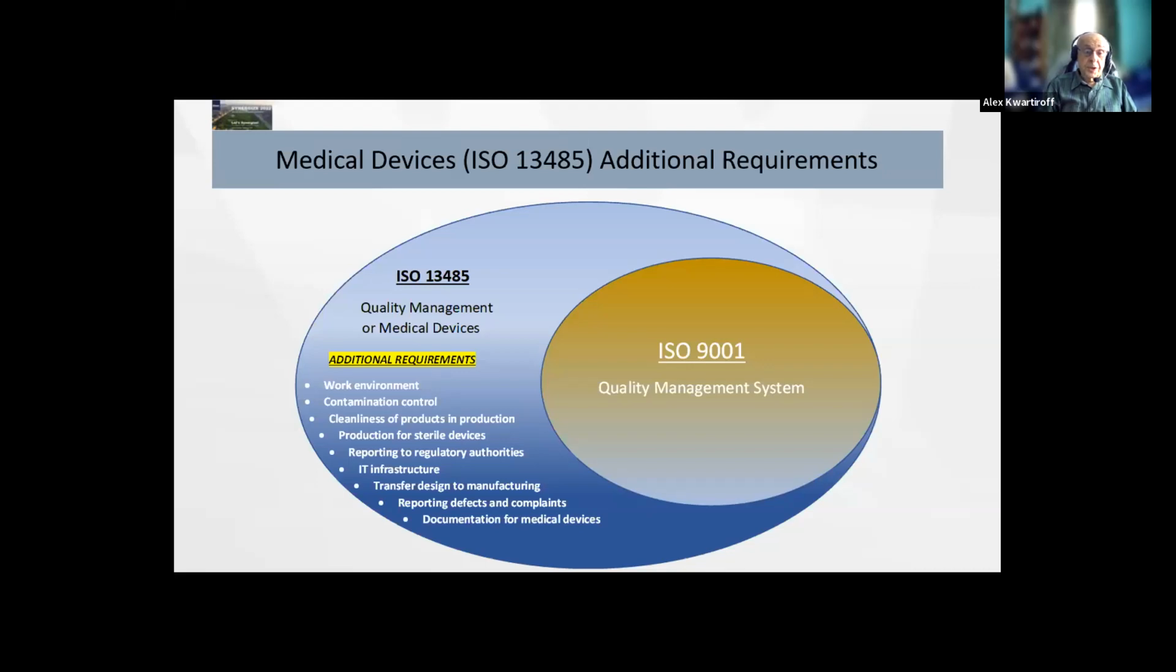So let's say for 13485, which is the quality management for medical devices, there are additional requirements specific to this field. Certainly it deals with the work environment, contamination, cleanliness, sterility, and then obviously, if you're a medical device manufacturer, you have to deal with the regulatory authorities, and any defects that are uncovered have to be controlled and managed. And also there is very specific additional documentation required for medical devices.